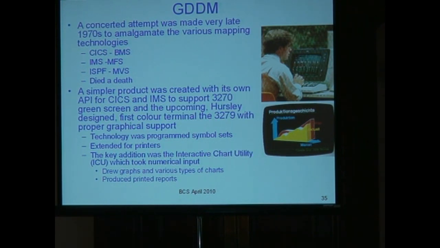So they still had another problem, is that the first Hursley colour terminal, in fact the first colour terminal in the world, right, was coming out of Hursley. And they still needed some software to be able to talk the very funny protocol that went to 3270s. So out came this thing called GDDM. And they were able to do stuff like this.